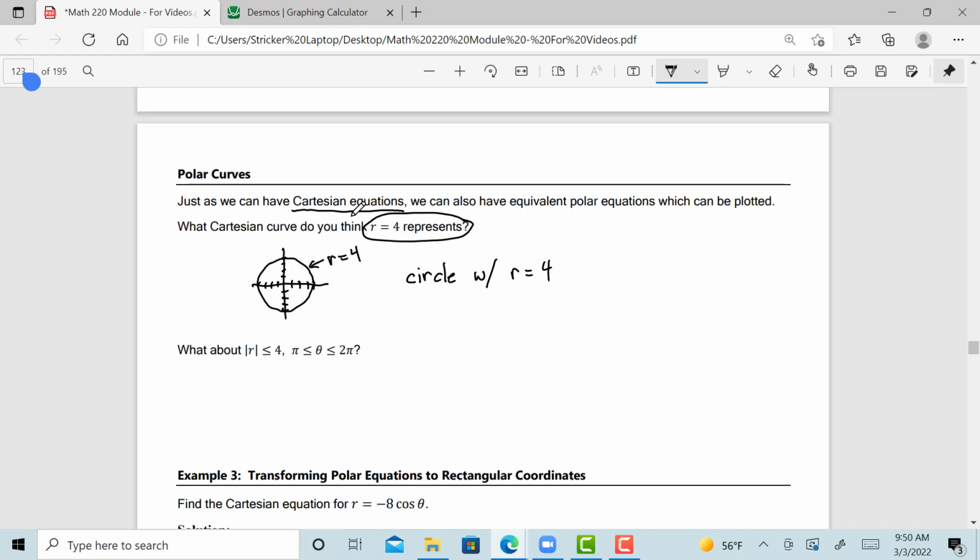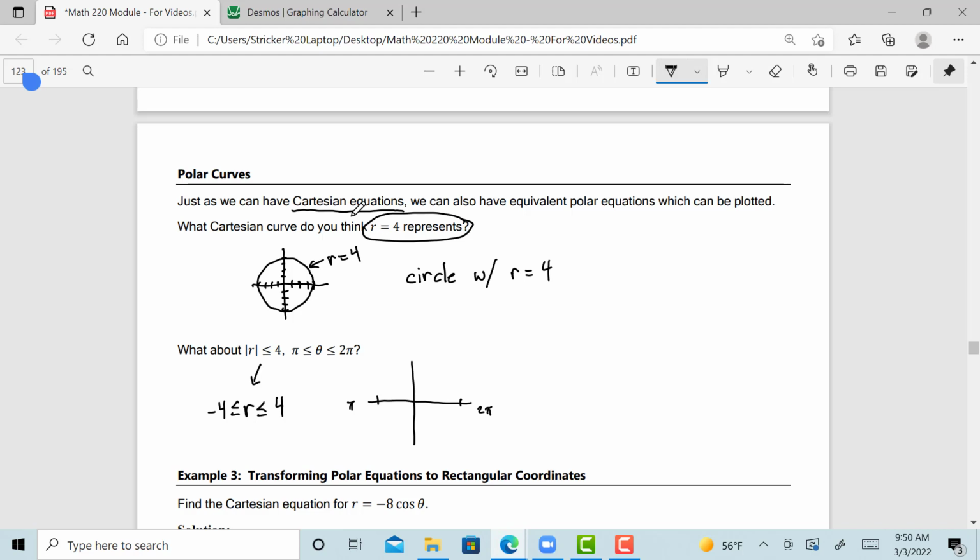Now, the next one is an inequality. If you remember anything about inequalities, when you have absolute value, this can be rewritten as a double inequality, where r ranges between values of -4 and +4. And notice for theta, we don't have the full circle, right? We're only going from pi to 2 pi. But r can go from -4 to 4.